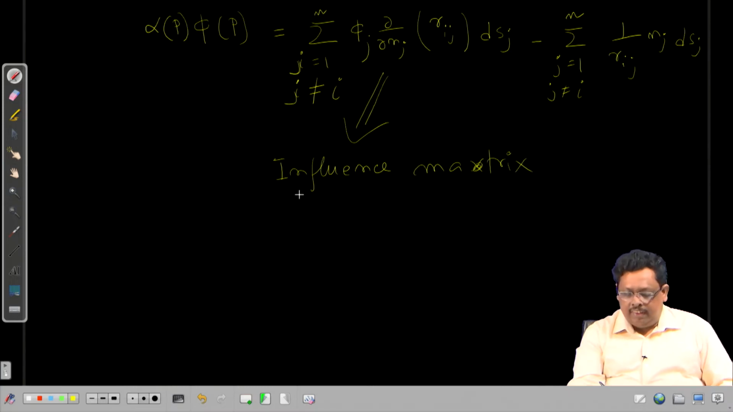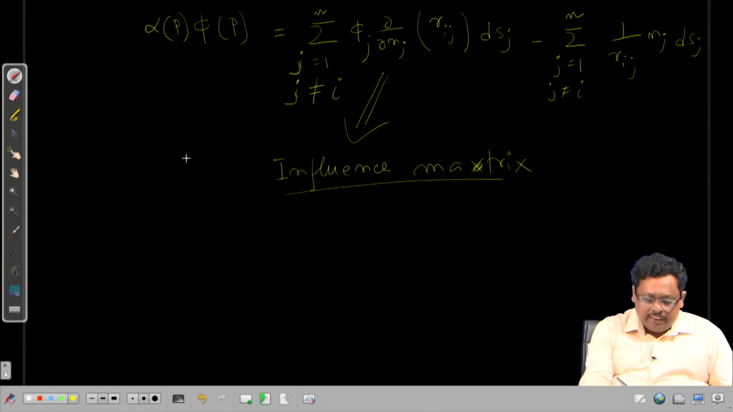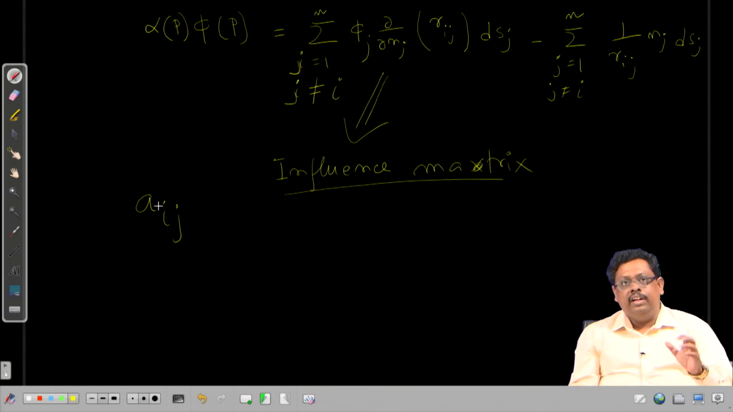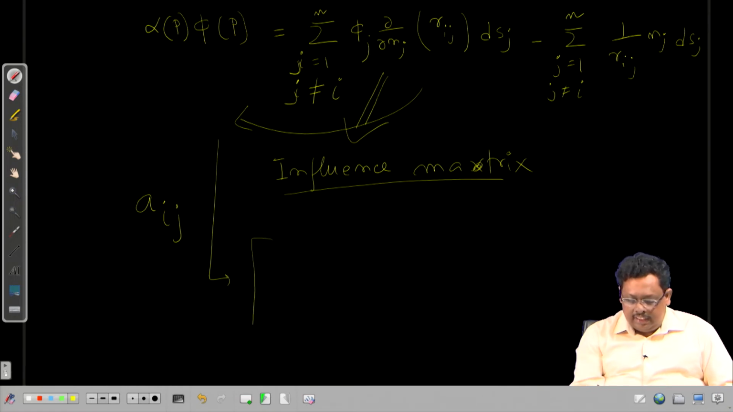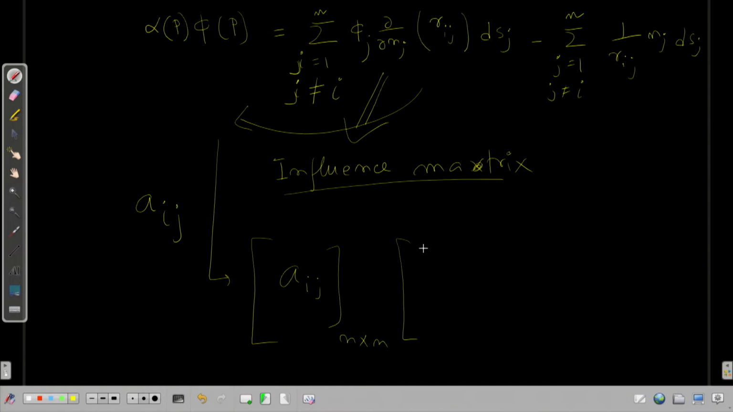So, in this influence matrix, what are the terms? I call this influence matrix A_ij. Now, if you remember, I said i not equal to j. Now, what is happening? This influence matrix should come in the left hand side, and at the end I will get a square matrix A_ij, which is of course an n cross n matrix, and with this I have the matrix for phi, phi 1 etcetera phi n. So, this also should be an n cross 1 matrix, right.